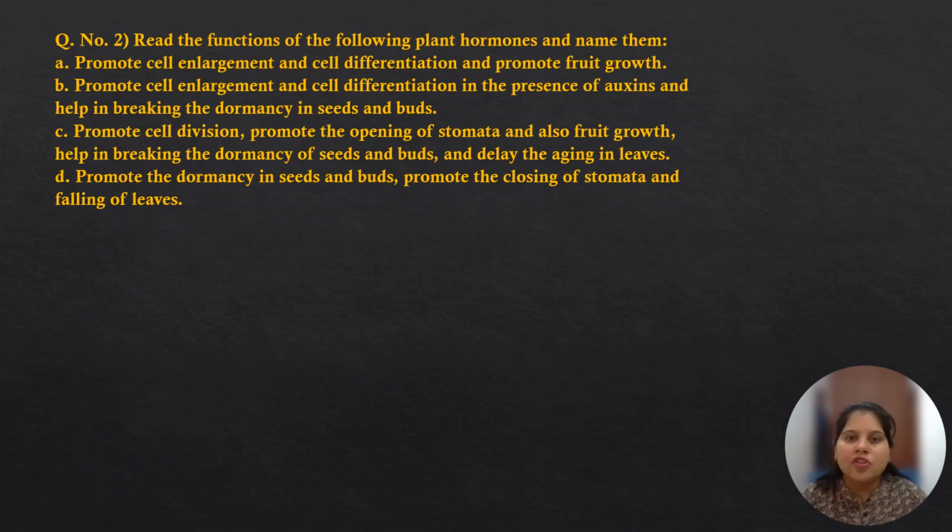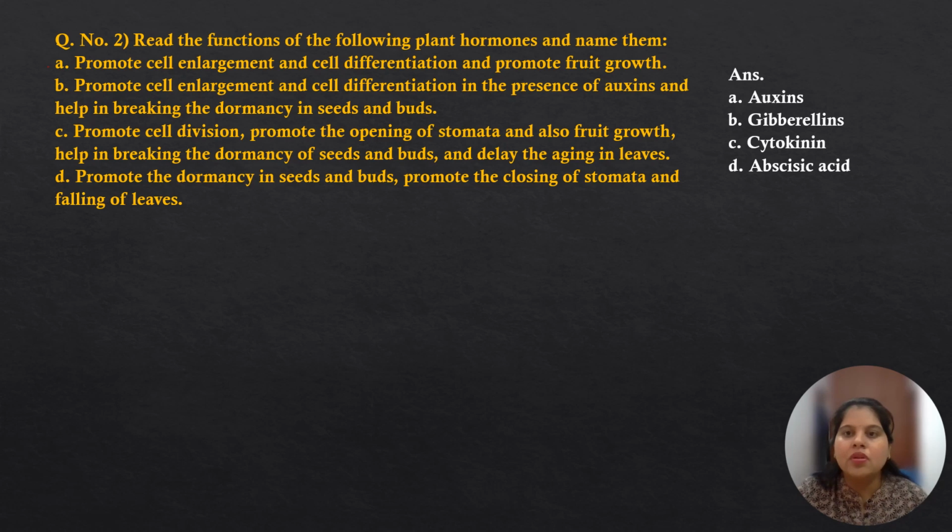Next, read the function of the following plant hormones and name them. In this question, functions of plant hormones are given. You have to tell which plant hormone each function belongs to. Plant hormones are auxin, gibberellin, cytokinin, and abscisic acid. So, first is promote cell enlargement and cell differentiation and promote fruit growth.